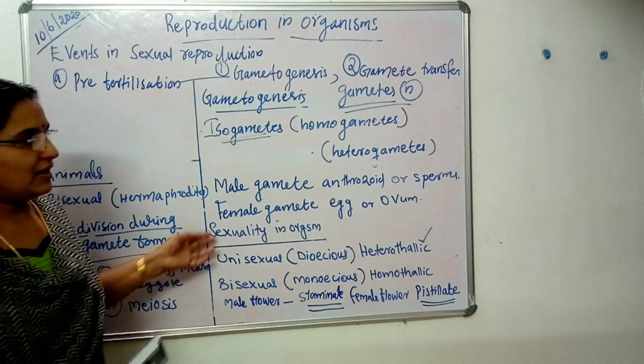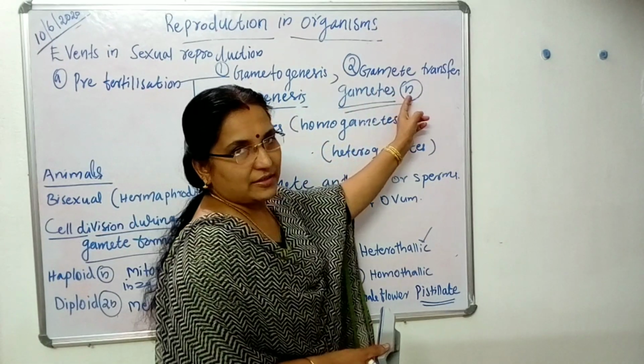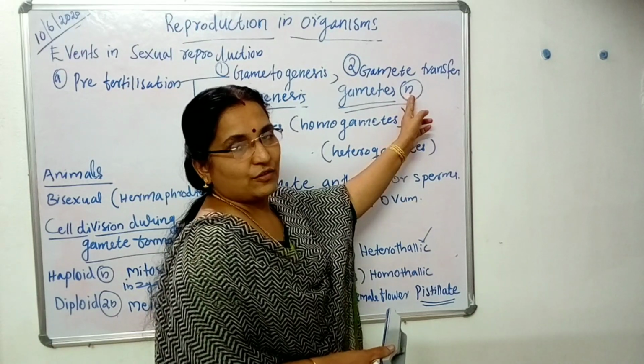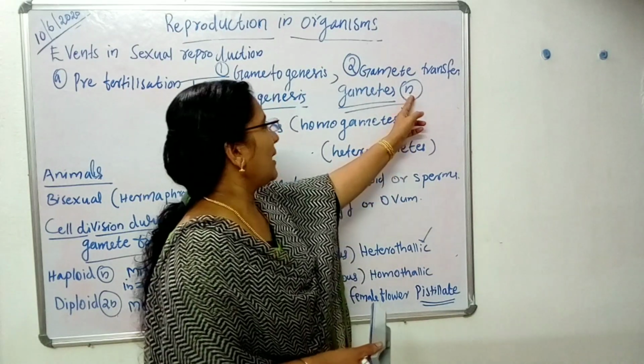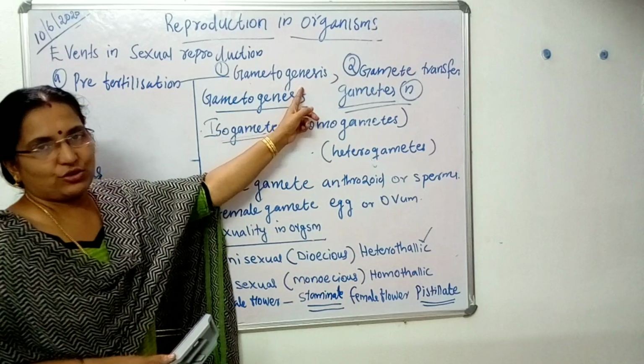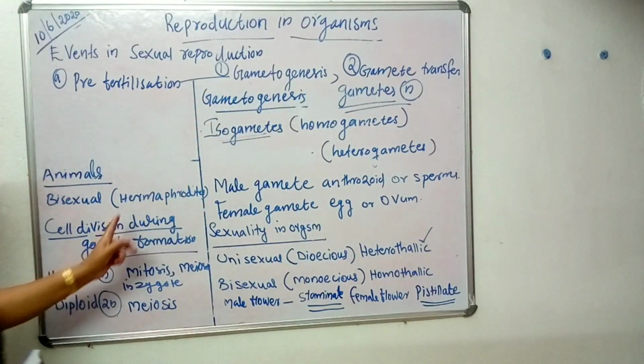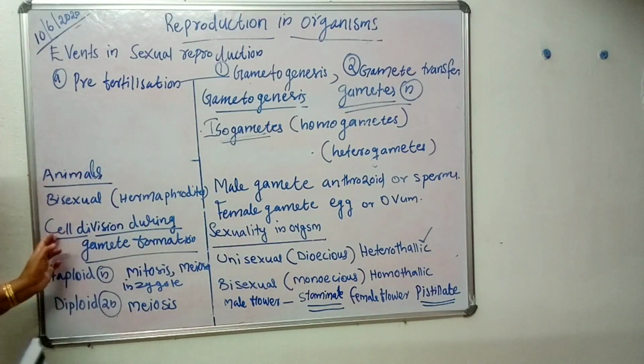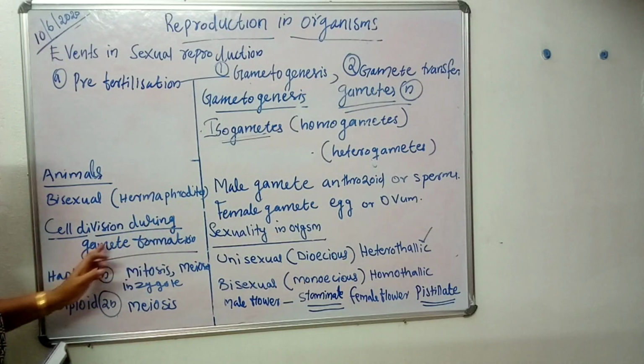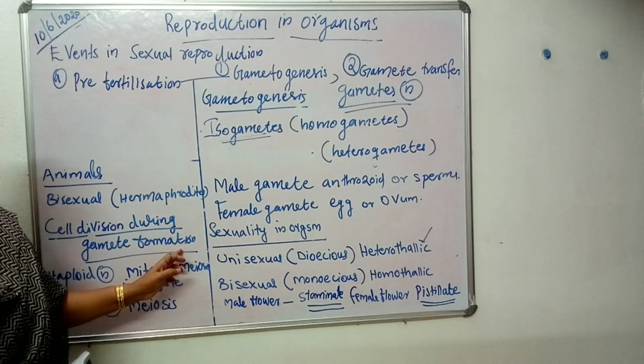You have studied gametes are haploid. The process of formation of male and female gamete is known as gametogenesis. Then here, what about the cell division during gamete formation?